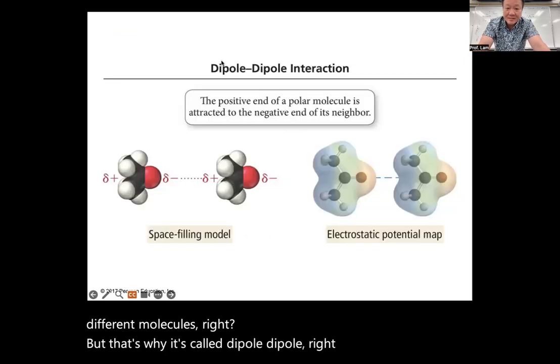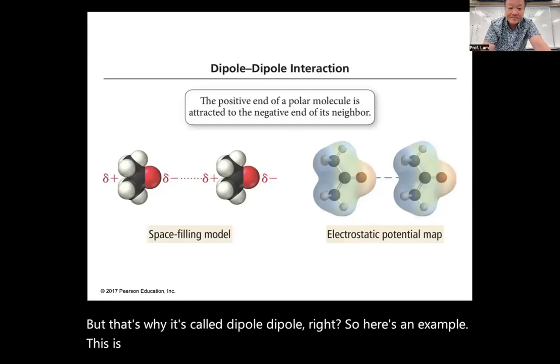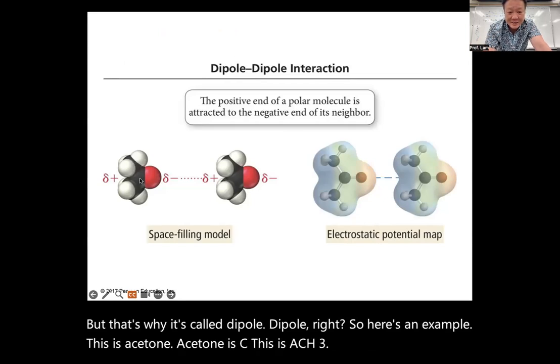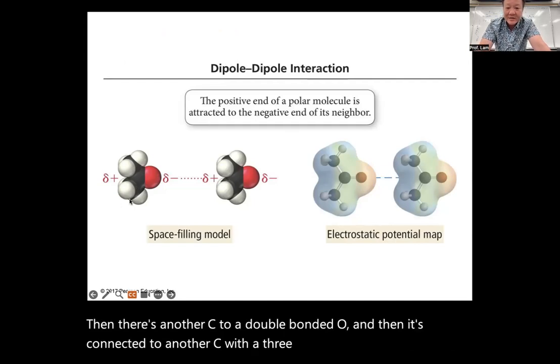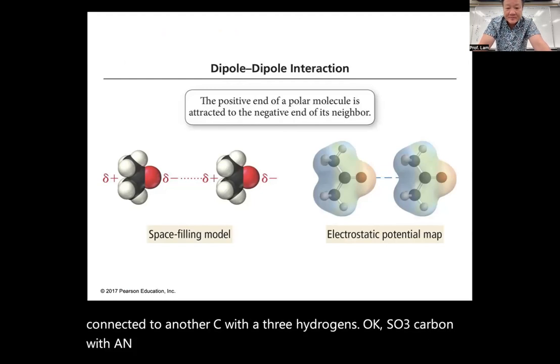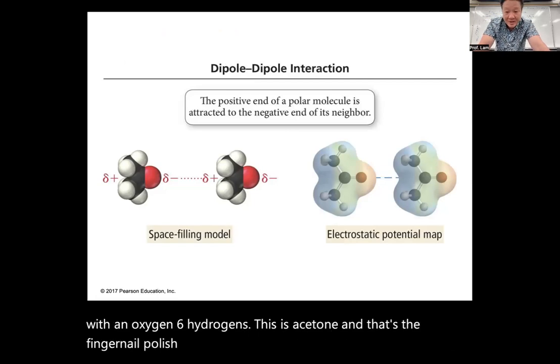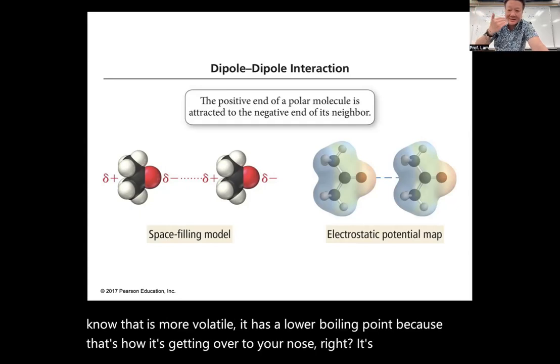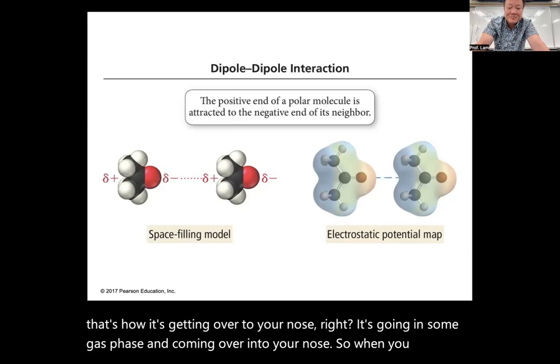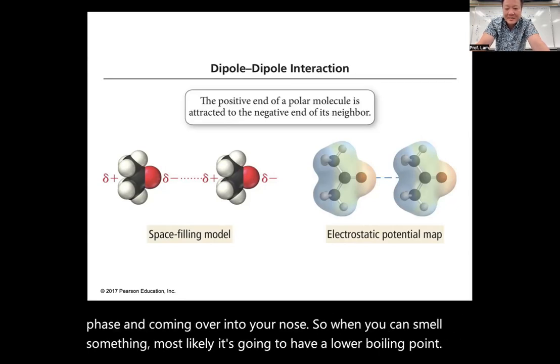Here's an example. This is acetone. This is a CH3, then there's another C with a double bonded O, and then it's connected to another C with 3 hydrogens. So 3 carbons, an oxygen, and 6 hydrogens. This is acetone, the fingernail polish remover. It smells, and if things smell, you know that it's more volatile. It has a lower boiling point, because that's how it's getting to your nose: it's going into the gas phase and coming over into your nose. So when you can smell something, most likely it has a lower boiling point, and certainly acetone does.